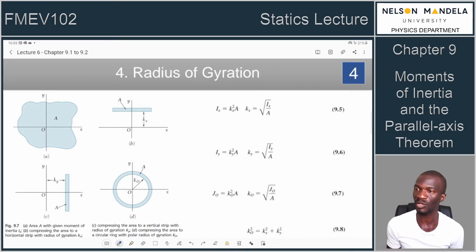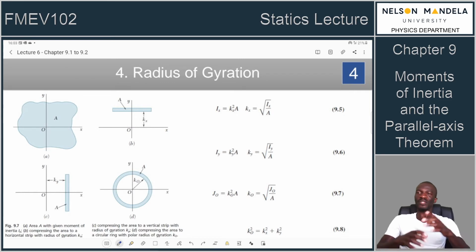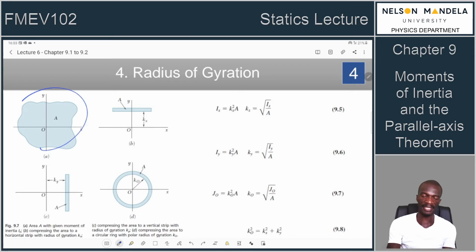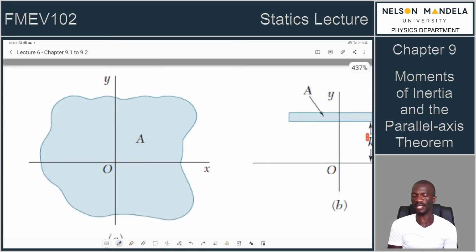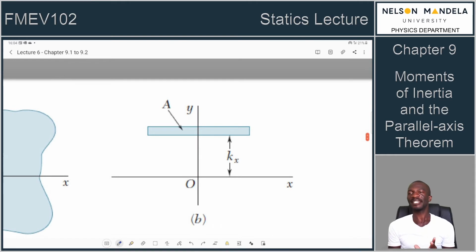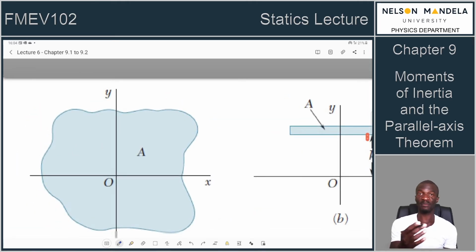So let's make sure we've got a good idea of what's happening here. The radius of gyration is a very crucial parameter. When we are looking at some given object which has some area such as shown in figure 9.7a. So if we have some object with some area as shown there, basically we can tell that the area is irregular. Now, for this object, we can actually find the moment of inertia, let's say, about the x-axis or about the y-axis.